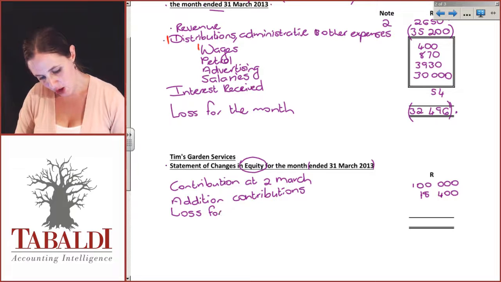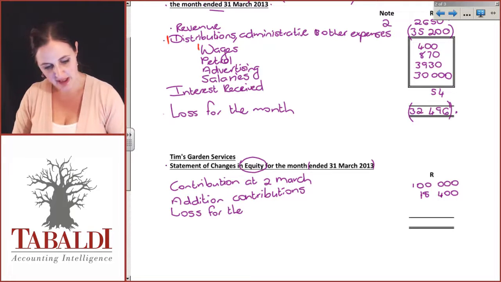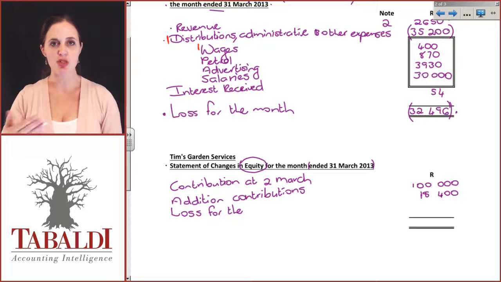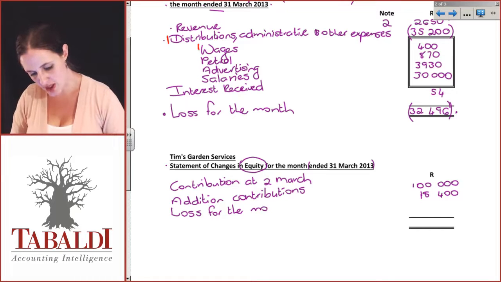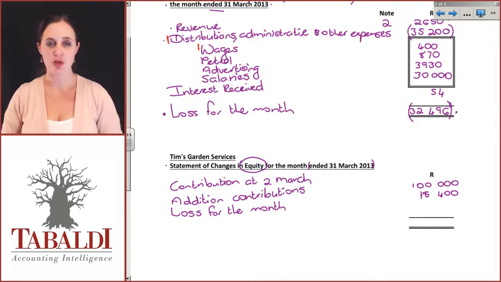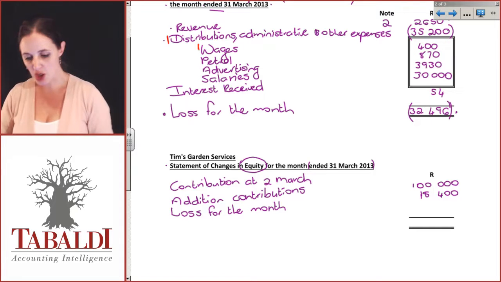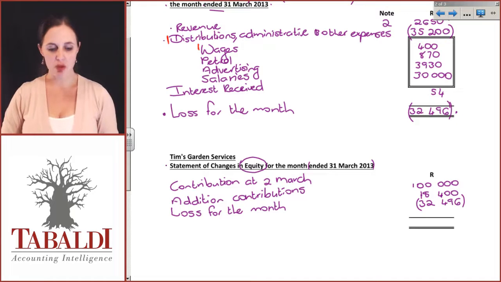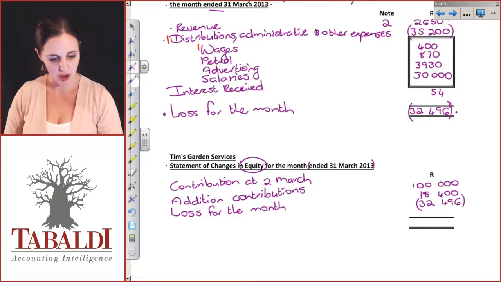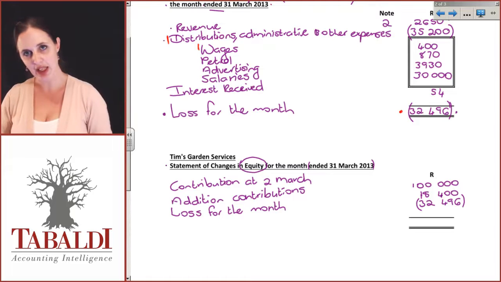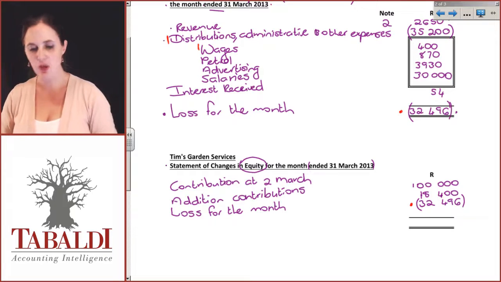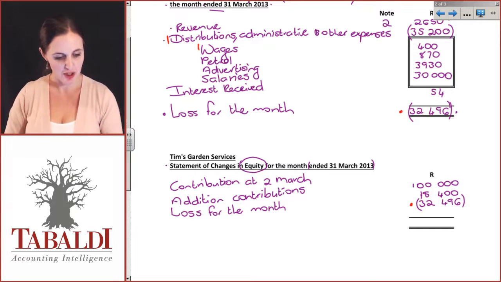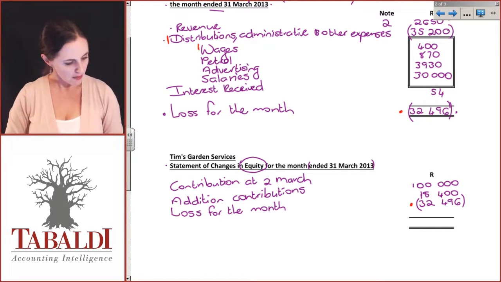We need to put in the loss for the month because we know that our profit and loss is going to be taken to equity. So the loss for the month is going to reduce, obviously, the value of the owner's share in the business, and that is 32,496. Again, you can see how important it is to get your calculations correct because they follow through. If you get your calculation there wrong, you can see that your equity figure is going to be incorrect as well. So we've got to be very sure and very specific about how we do this.